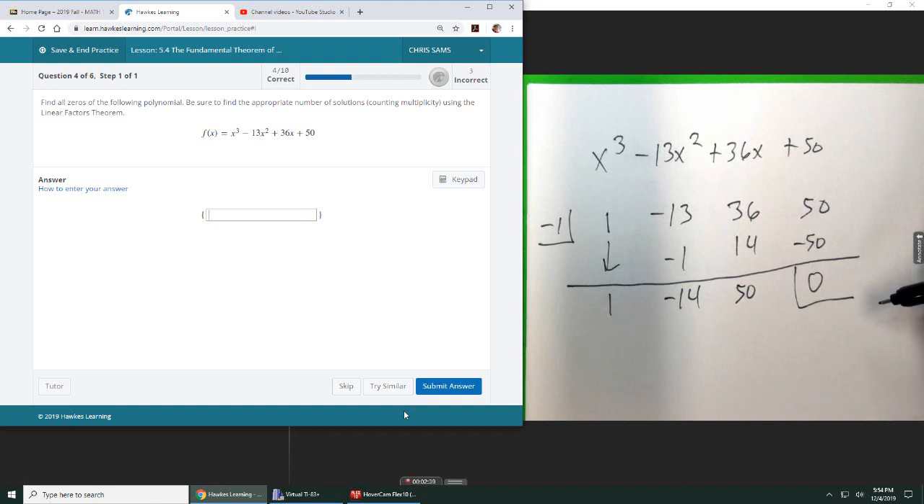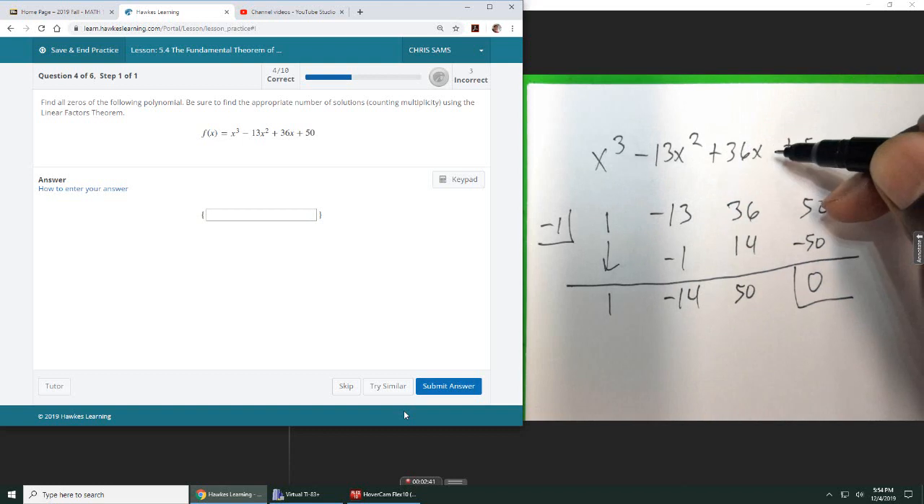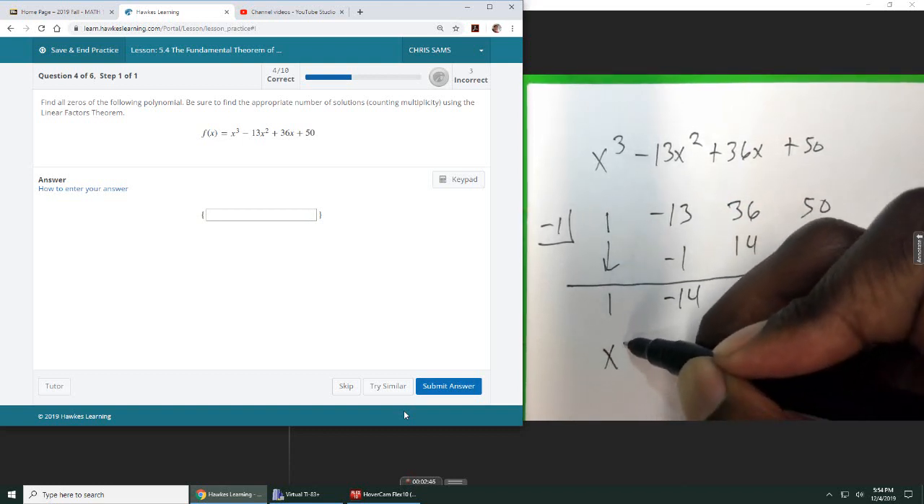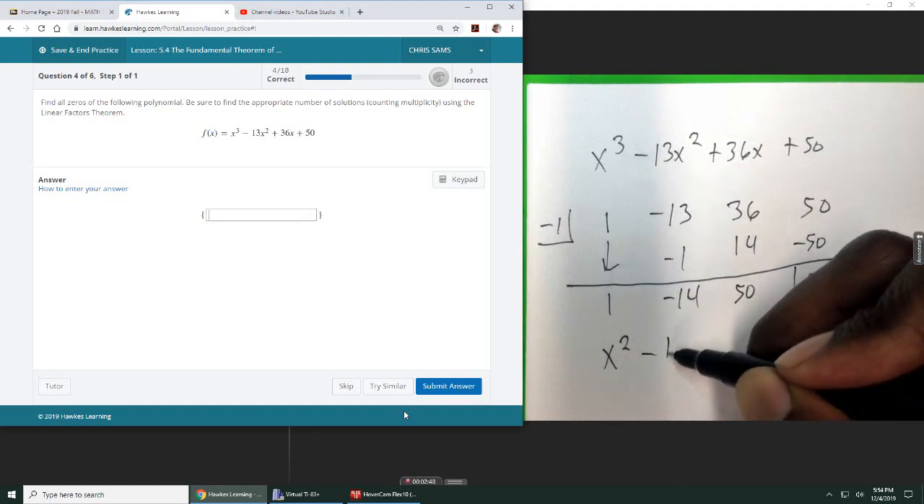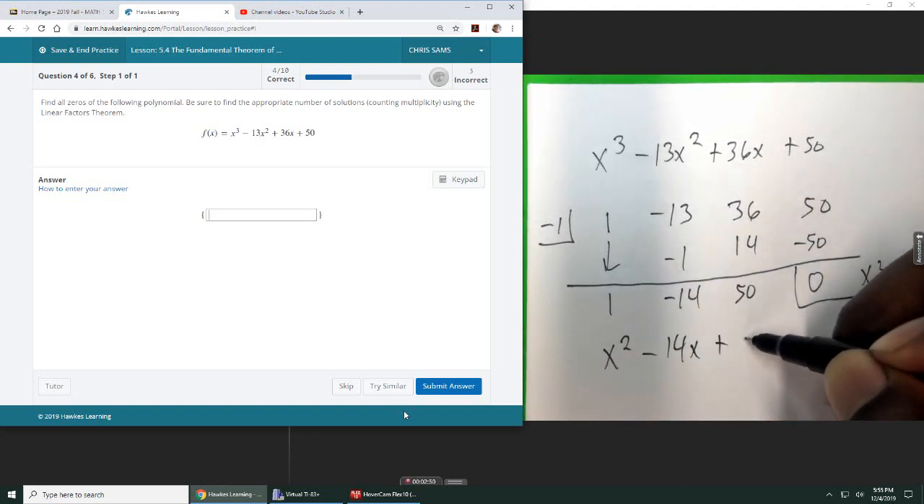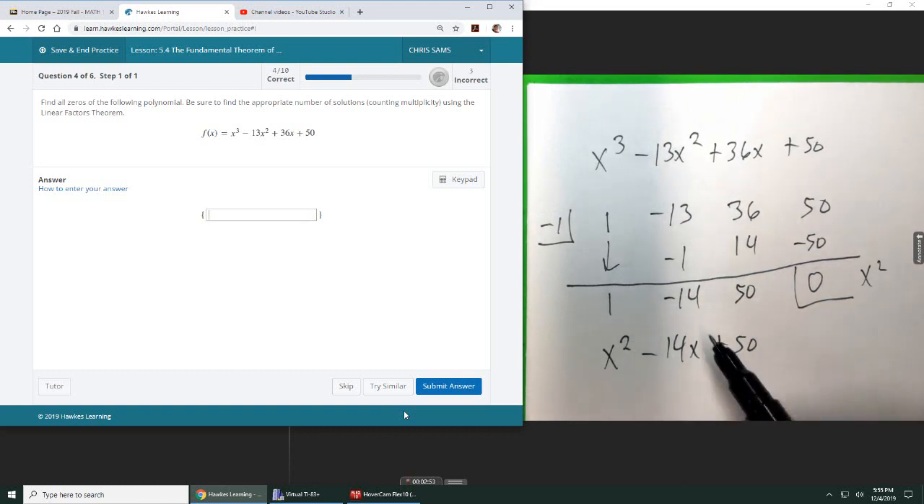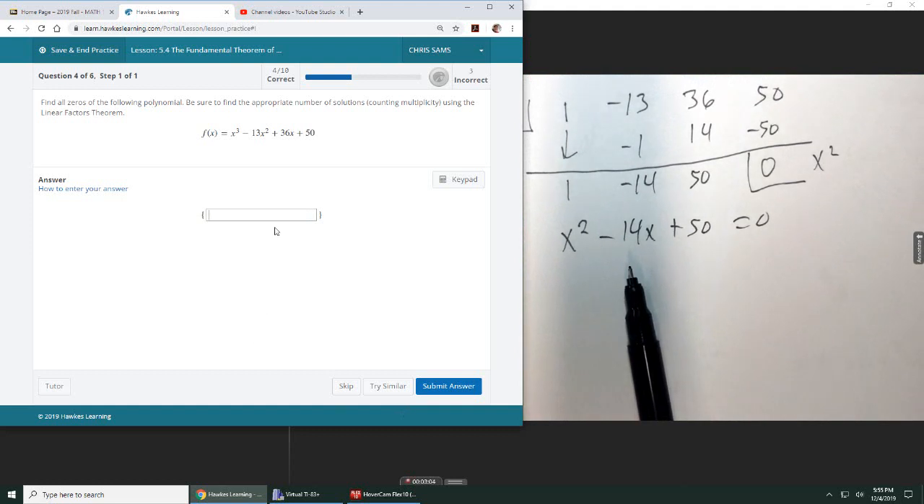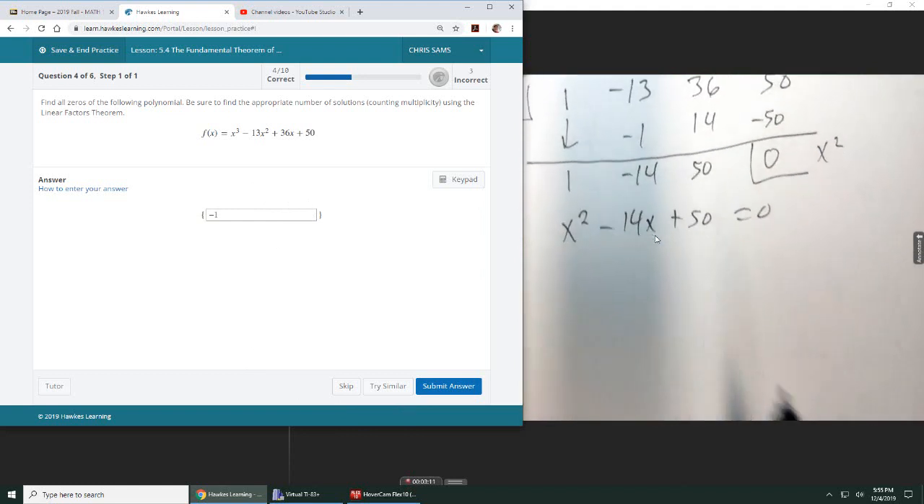And from there, we had a cube. This is now an x squared term. So my first term is x squared, 1x squared minus 14x plus 50. Just kind of count down in order, 2, 1, 0. So this is my resulting polynomial. I can already tell you that this is not going to factor, so we're going to have to use quadratic formula to find those zeros. So we do know one zero was -1. So I'm going to go ahead and enter that here in my box. And then from here we're going to do quadratic formula.